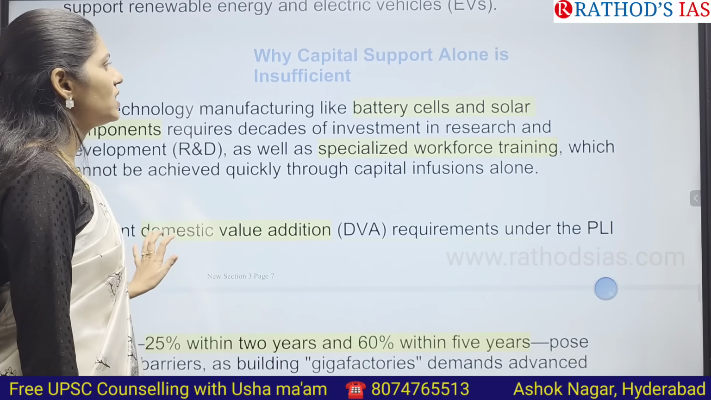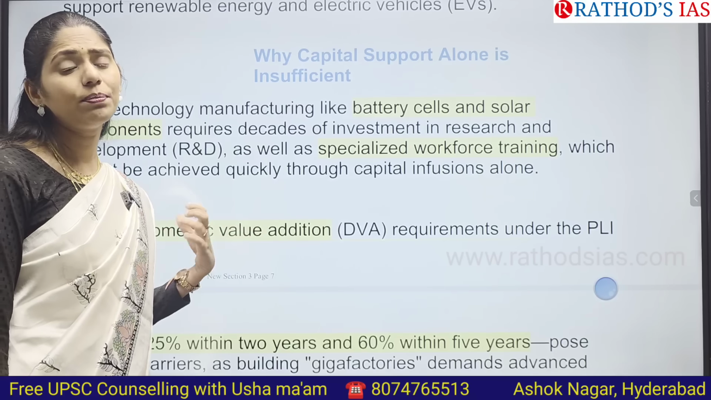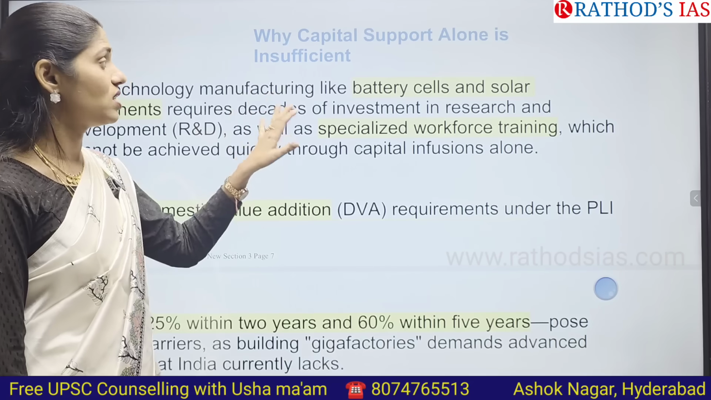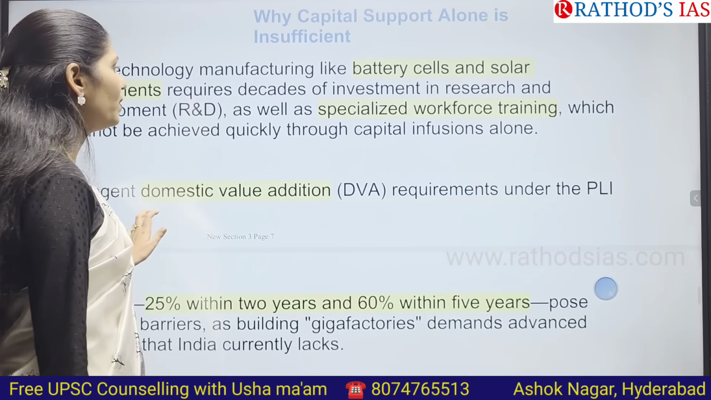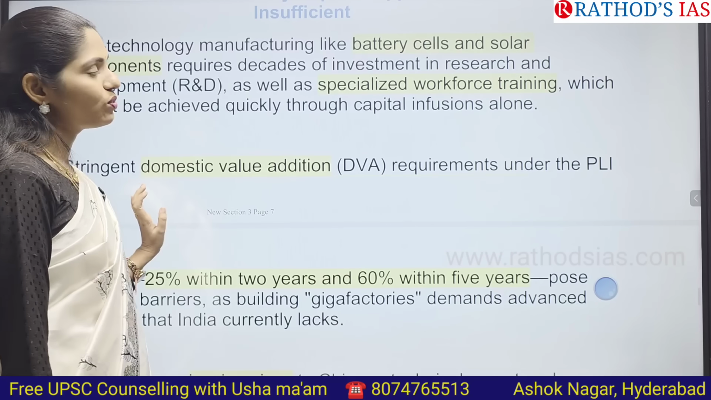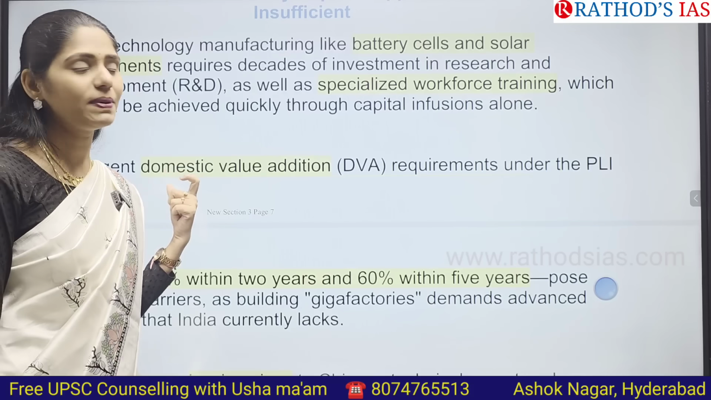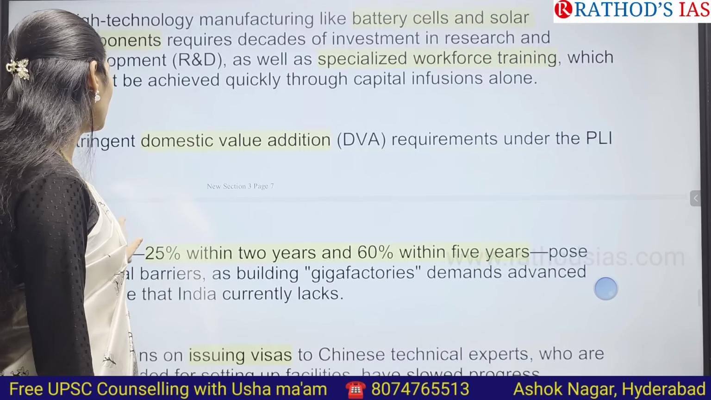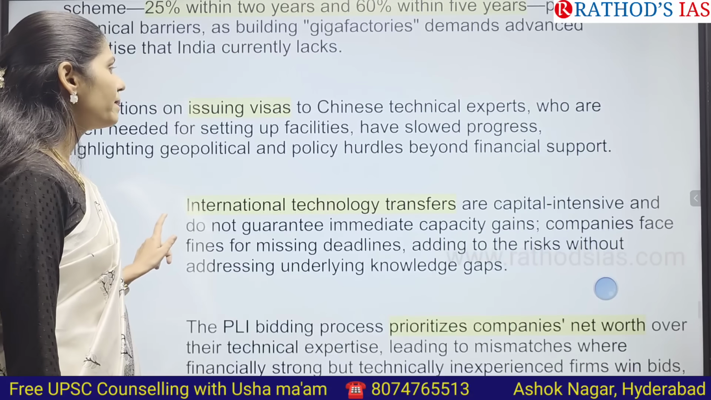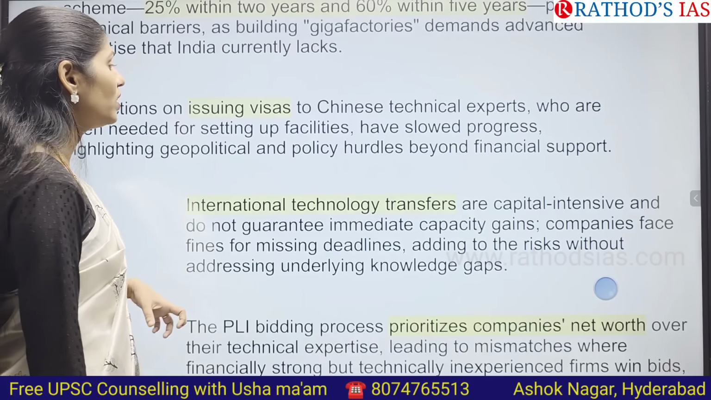So this article is saying that capital support alone is not enough, we also need to improve manufacturing. Especially high-technology manufacturing related to battery cells and solar components requires investment in research and development, as well as working capacity, and especially trained specialists. And next, we need to have domestic value addition, and not only that, we have to issue visas for people from other countries to enter India and work in India.